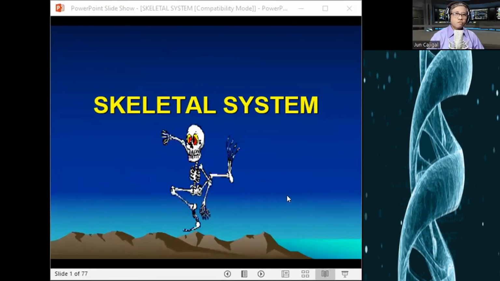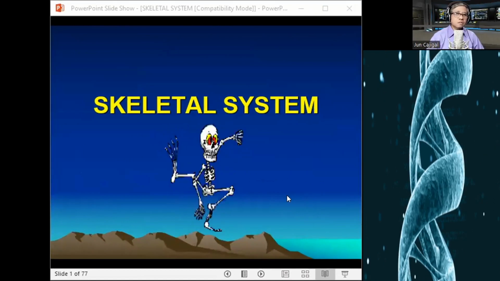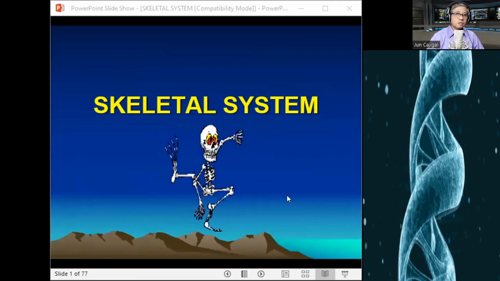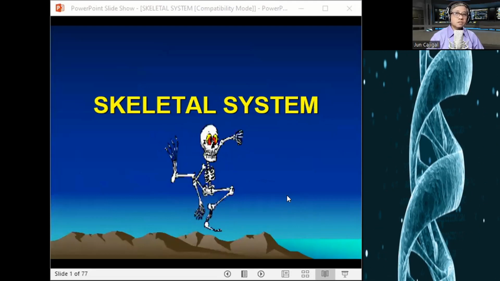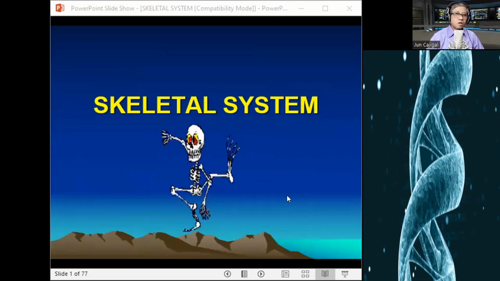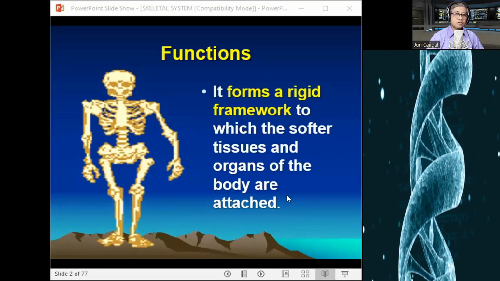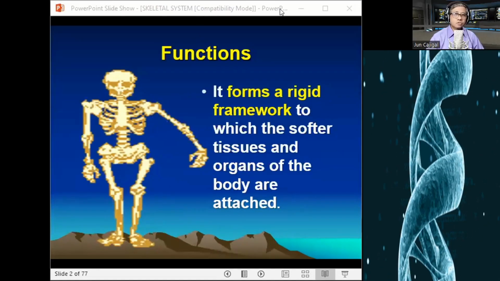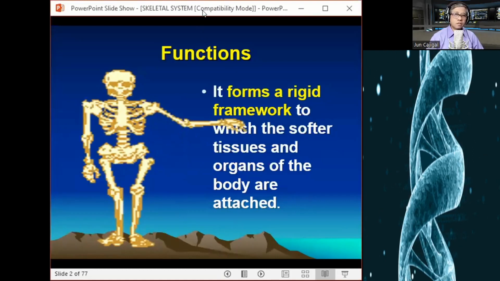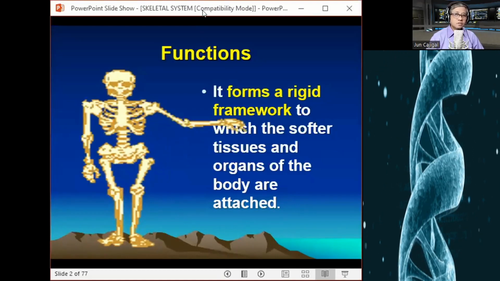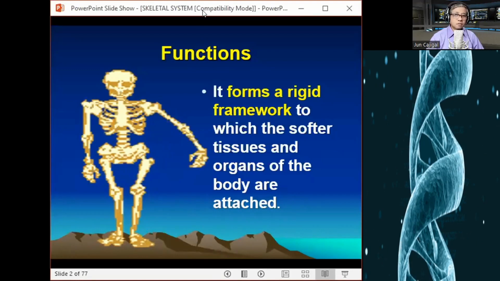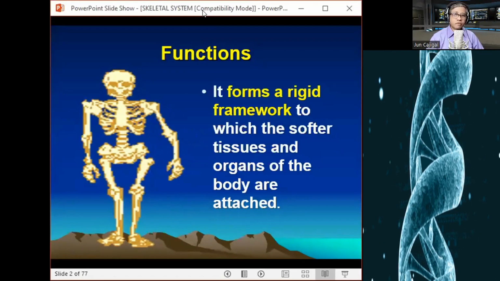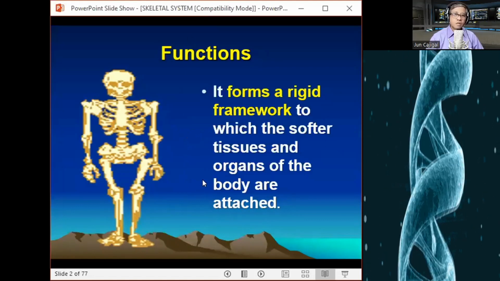Good day, everybody. So for today, we shall study the skeletal system. First, let us enumerate the different functions of the skeletal system. Our skeletal system provides a rigid framework to which the softer tissues and organs of the body are attached. The best example of this would be the skeletal muscles. Our skeletal muscles are attached to our body framework, which allows movement.